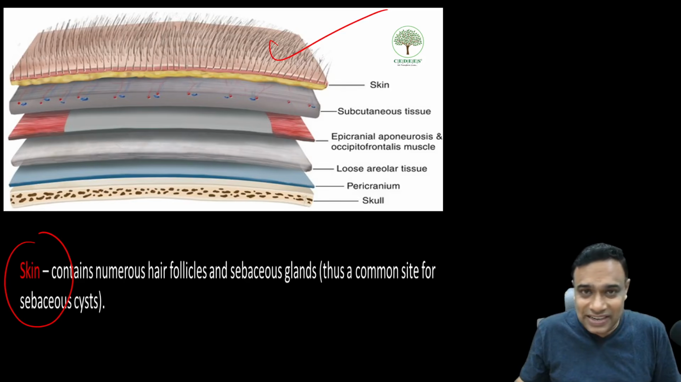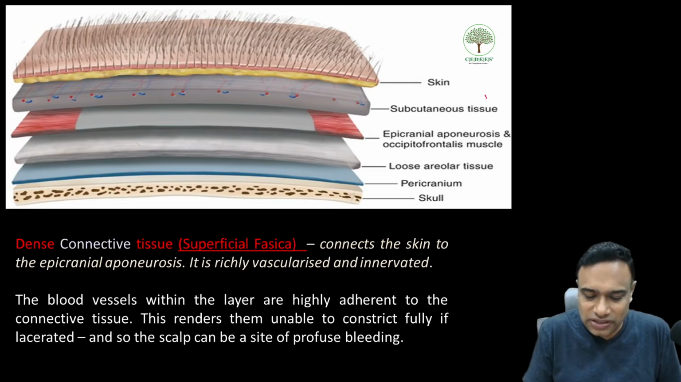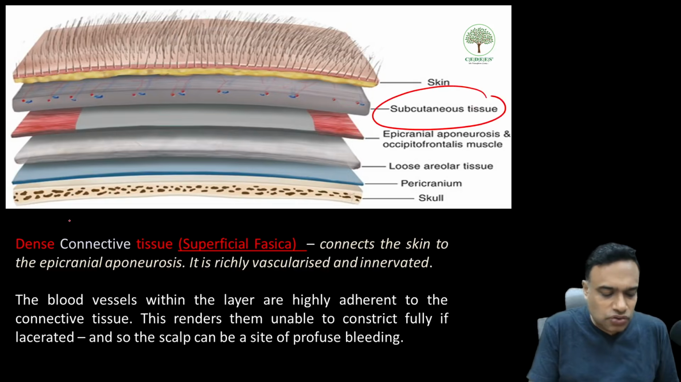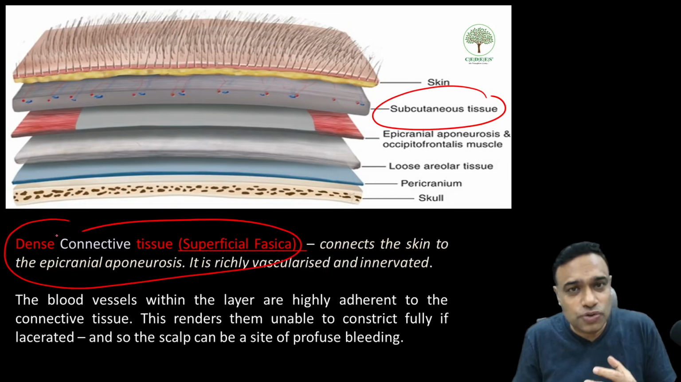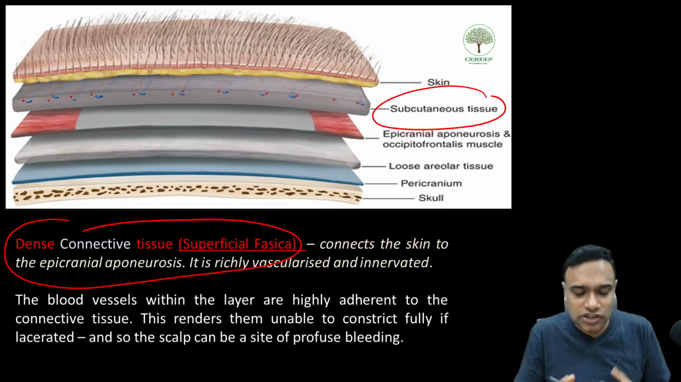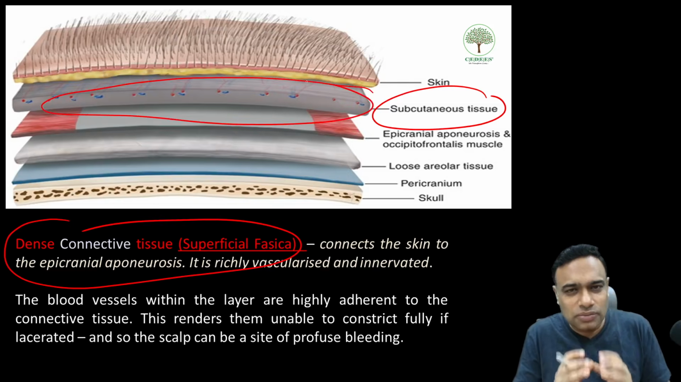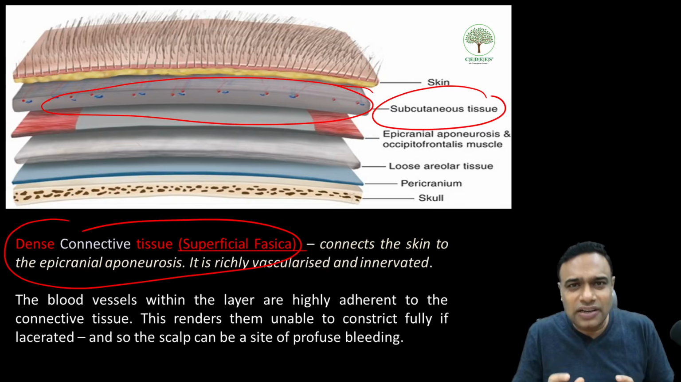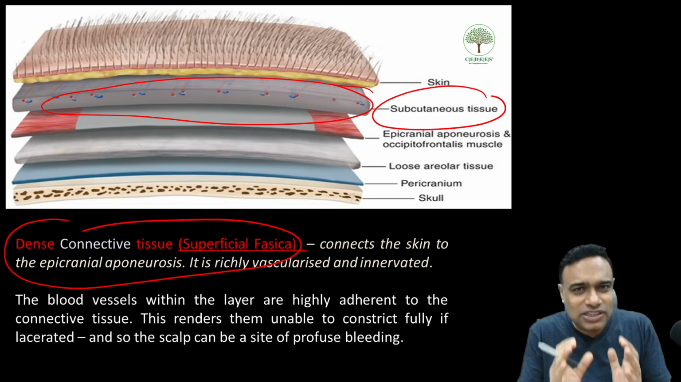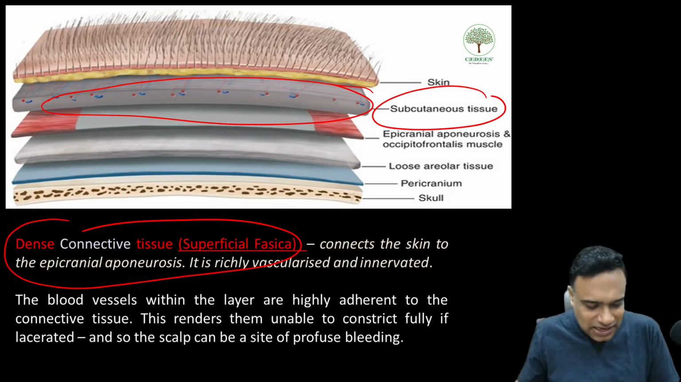The second layer is known as your subcutaneous tissue. Now, as I mentioned to you, you should remember it as the dense connective tissue. It's also called the superficial fascia. And if you see the diagram here, you will find that it's loaded with blood vessels. So vascularity is the single most important thing of this layer. Okay, so please do remember that.